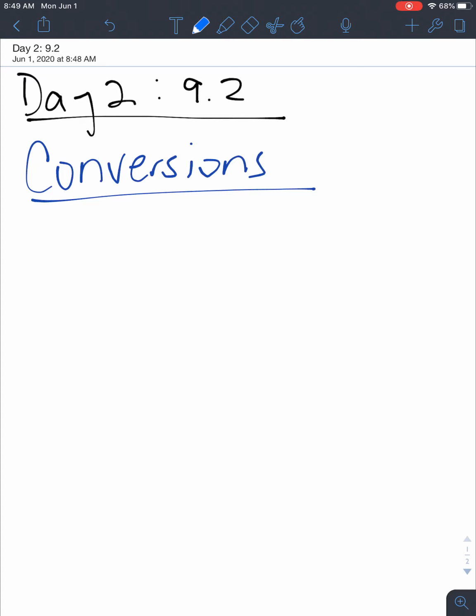So 9.2 again is a continuation of right triangle trig, but the interesting thing about 9.2 is that we're getting into more about how right triangle trigonometry relates to the physical world. And so we're going to be dealing with things like new types of measuring angles.